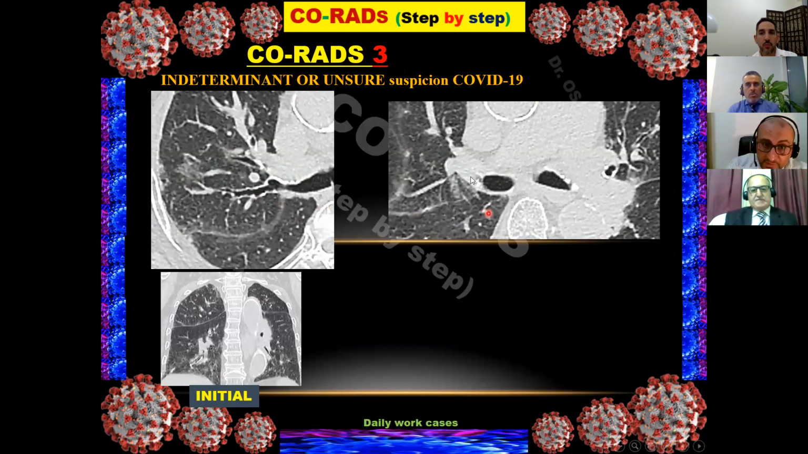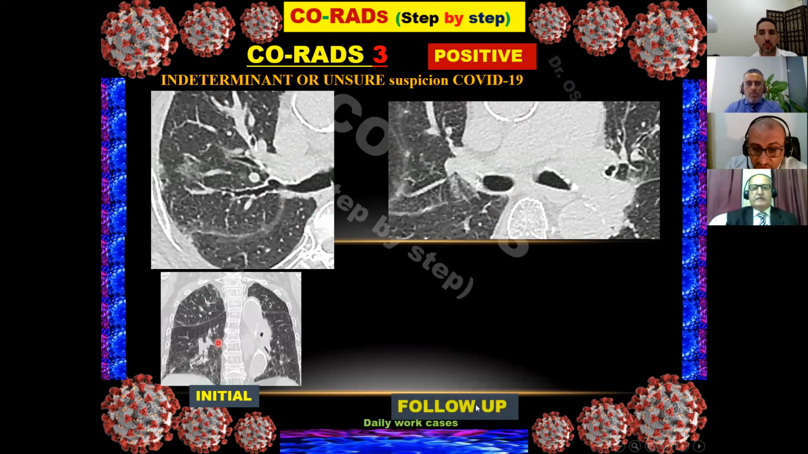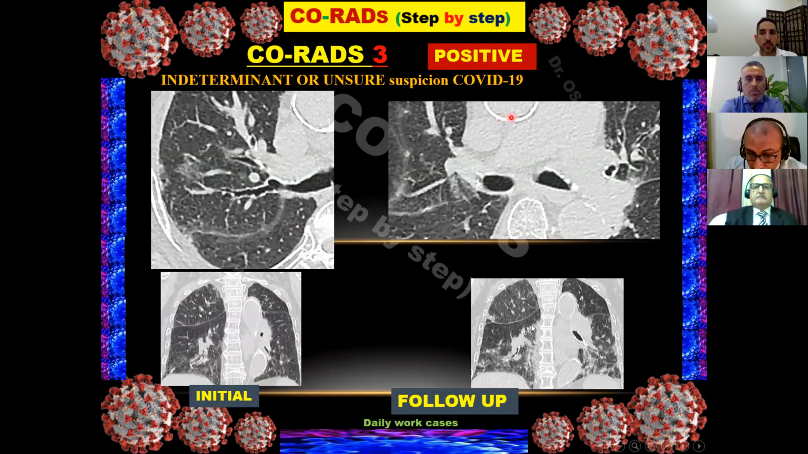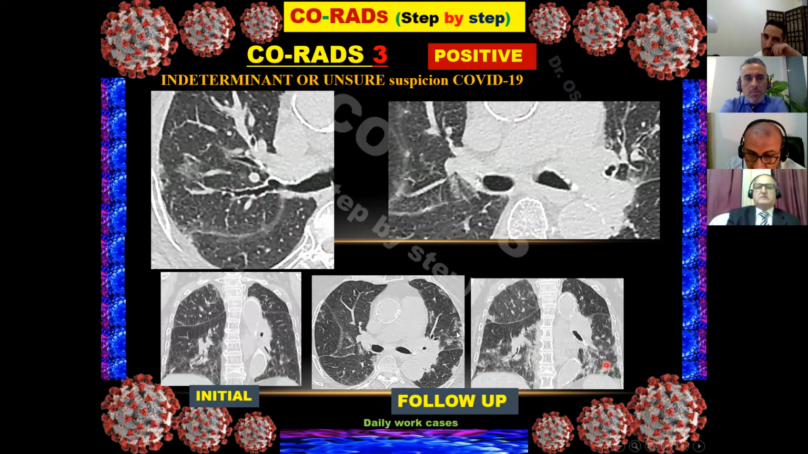Laboratory test was done for that patient and was positive, and the follow-up studies showed deterioration of the findings in the HRCT. Comparing with the initial study, the coronal imaging shows multifocal areas of consolidation and ground glass opacity that are pleural based, as we see in the follow-up study, and the patient was positive.